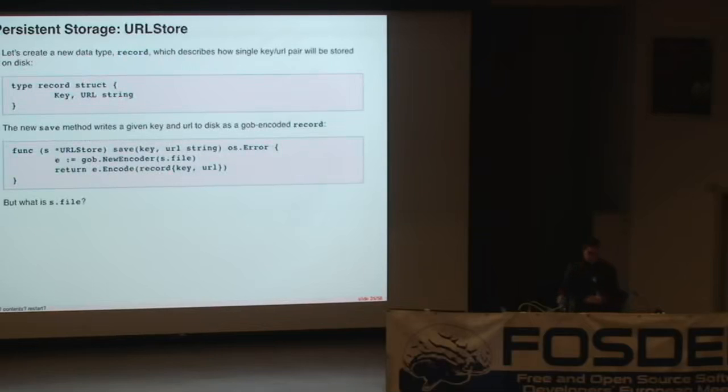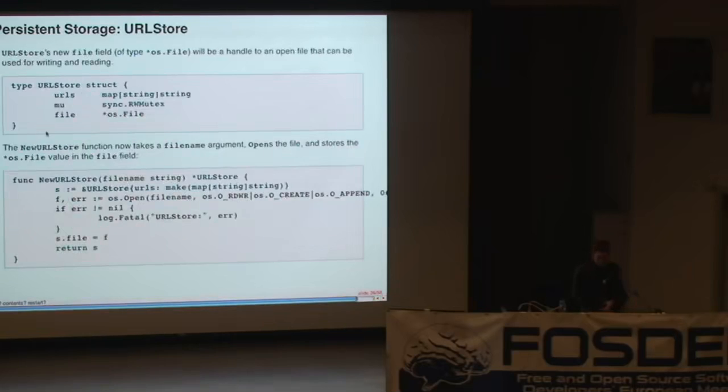And so when we're writing to disk and we want to store this data on disk, we need a data type to describe it. And so we'll create this new type Record, which is a struct that has two string values, the key and the URL. And then our new save method, which takes a key and URL as a string, will create a new gob encoder, which wraps some file, and then calls Encode on that encoder to write our new record. This is a record literal, which contains our key and our URL. And then that Encode will write that record to the underlying file.